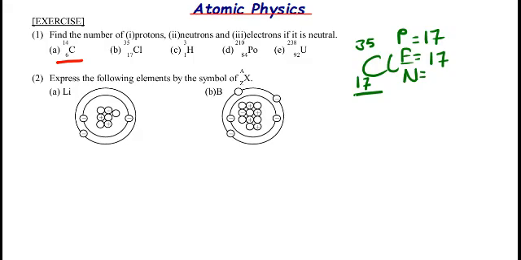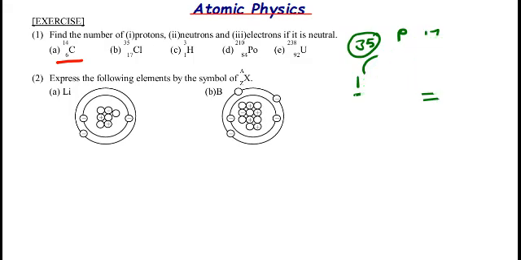But how do we come up with neutrons? Remember, we have the mass number there. What you just do, you say 35 minus 17, and then you're going to get your neutrons. So you say 35 minus 17, that will be 18. So you say 18 there, and that is your number of neutrons. So that's it. That's what we have to do under this question. For part C, remember, you just have to write your element, your nucleon number there, and your atomic number there.